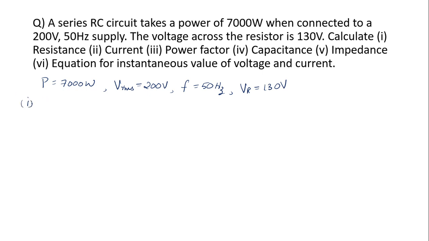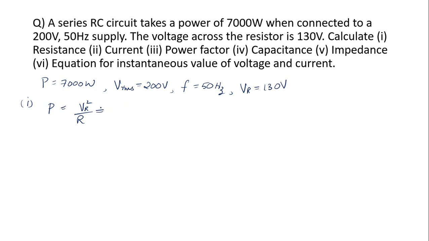In the first part you have to find out the resistance. In order to find the resistance, you are given a power and two voltages. So how can you relate the voltage with the power? You already know the equation for power is V squared by R. Now you have an RMS voltage as well as a voltage across the resistor. The power that is consumed is usually considered as the power consumed by the resistor. So the voltage that you have to consider over here is VR squared divided by R.